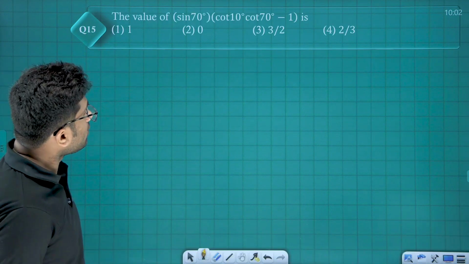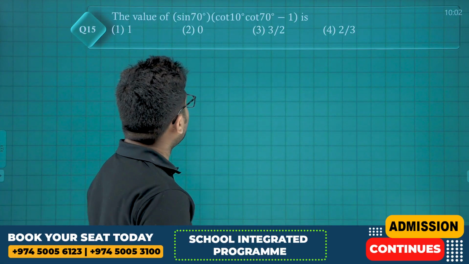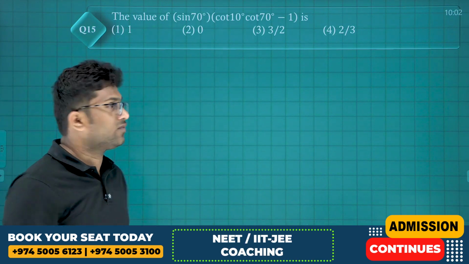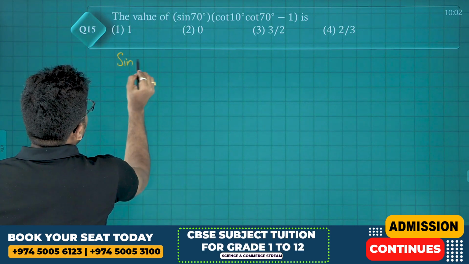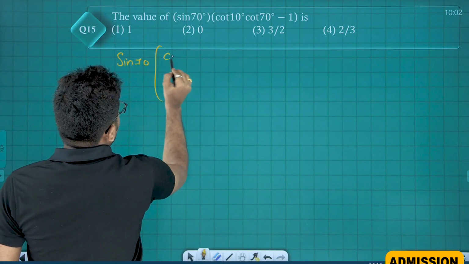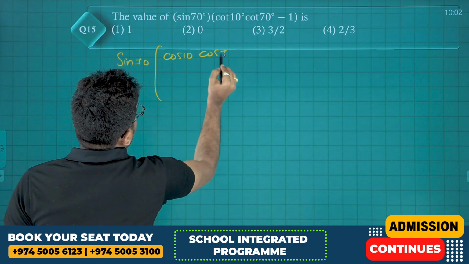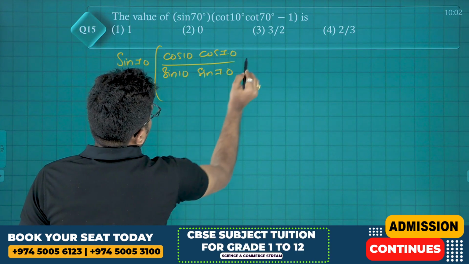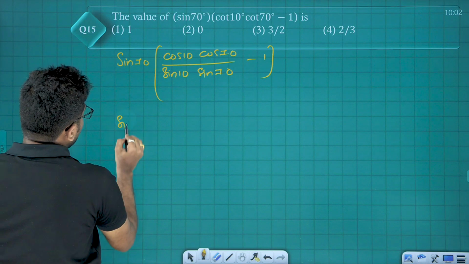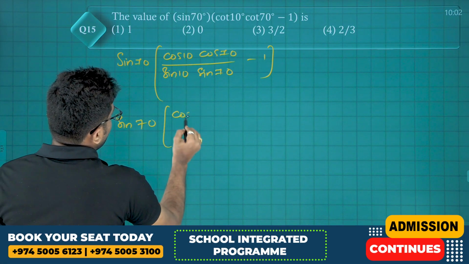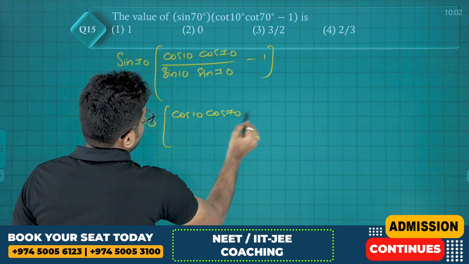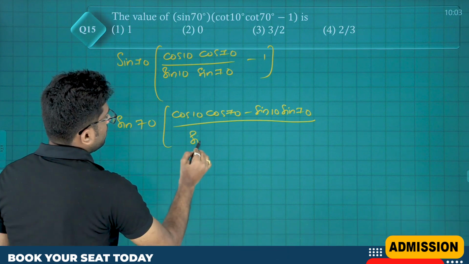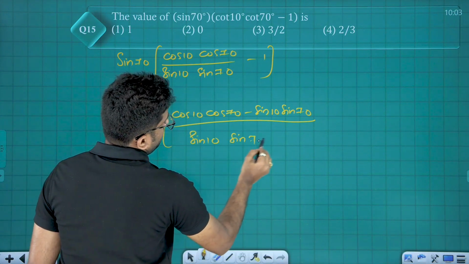Next question. The value of sin 70 into cot 10 cot 70 minus 1. Friends, just express both the cots in terms of cos and sin. So sin 70 into this, we can write it as cos 10 cos 70 divided by sin 10 sin 70 minus 1. Take LCM, sin 70 times cos 10 cos 70 minus sin 10 sin 70 by sin 10 sin 70.